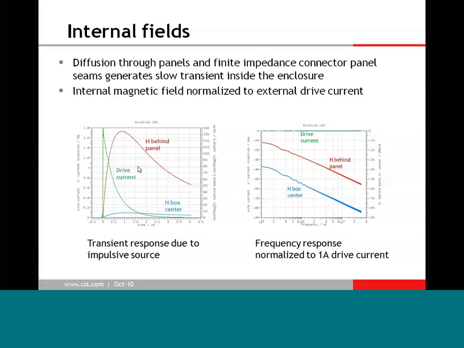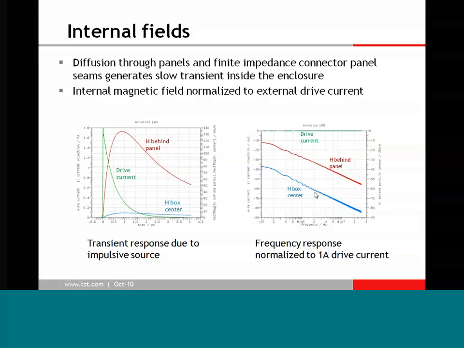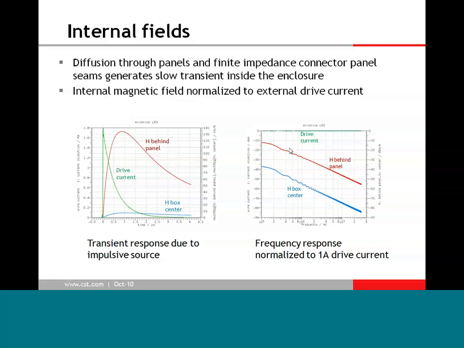So we are modeling the diffusion through the panels, the coupling through the finite impedance joints. We run the analysis directly in the time domain, but we can then convert to the frequency domain and normalize our results to the drive current. So the drive current becomes 0 dB, constant 1 amp versus frequency. And then we can look at the magnetic field both behind the panel and at the center of the box. And where you can see at 100 kilohertz, we only have about 10 dB of shielding, to magnetic field shielding. So that's kind of interesting.